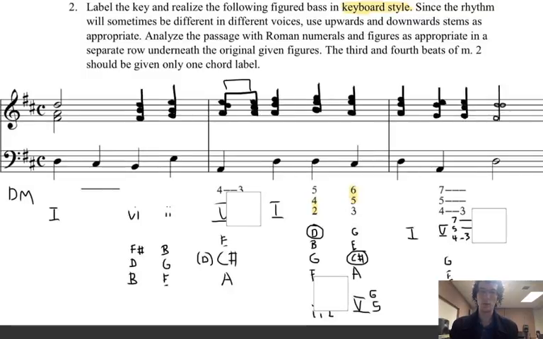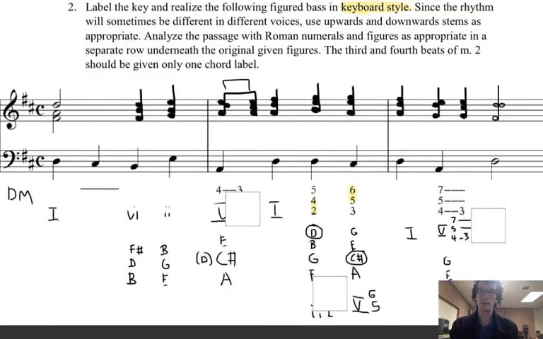This was a homework submitted yesterday, and we have a good start here with the key label D major. The homework is a keyboard realization, and then we have a dash under the bass, which means just the bass note is moving. All the other voices stay the same, which you're generously given a half note. So that's good and clear. And then we have our analysis of the figured bass underneath with the realization in the right hand above.